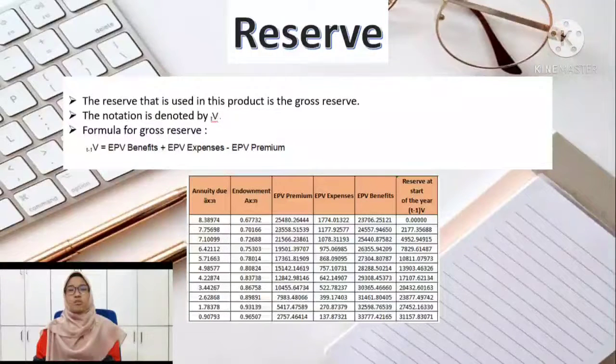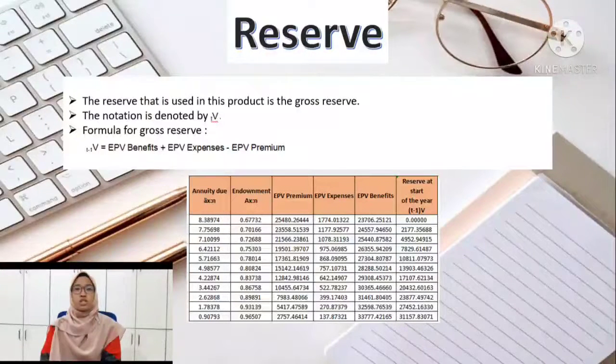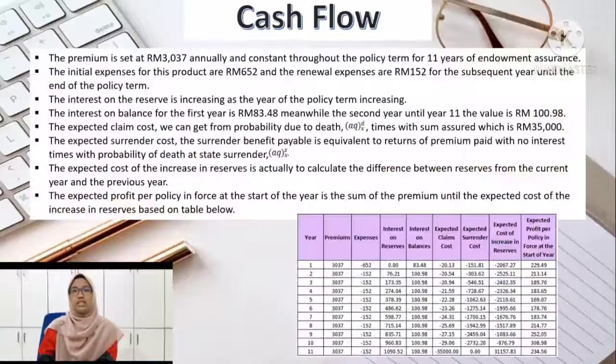Annuity due and endowment assurance are used to calculate the expected present value for premium, expenses, and benefit. The value for gross reserve is shown in the table below. Next is cash flow. The table below shows the expected cash flow for our product.